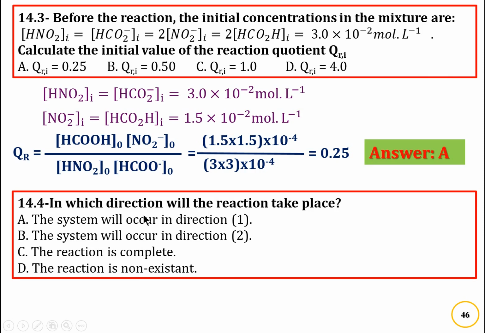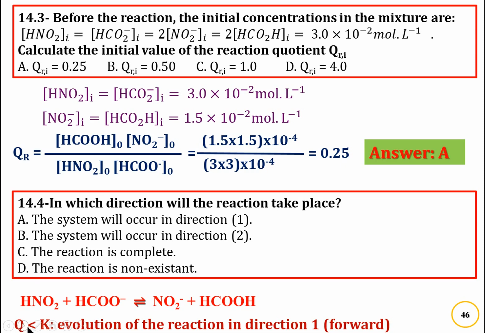14.4, in which direction will the reaction take place? A, the system evolves in direction 1, B, the system evolves in direction 2, C, the reaction is complete, and D, the reaction is non-existent. To know the direction of the reaction, we compare the value of Q to the equilibrium constant K. So Q is less than K, so the evolution of the reaction will be in the forward direction, or direction 1. So the answer is A.